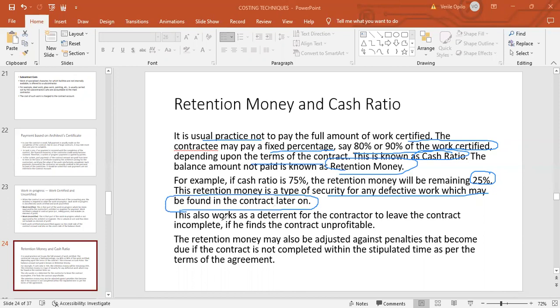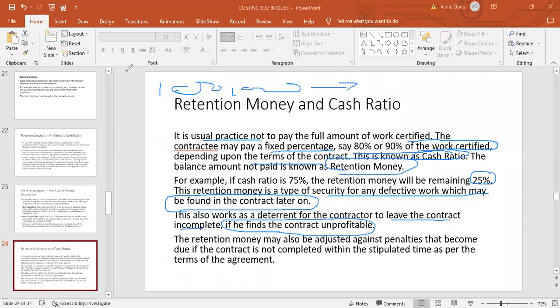This retention money is a type of security for any defective work that may be found in the contract later on. This also works as a deterrent for the contractor to leave the contract incomplete if he finds the contract unprofitable. If someone is owing you, you'll always go back, fulfill that part of the contract, and then you are paid your amount. But if someone is paid the entire 100,000 for the work certified, and later on they do their cash account and realize, hey, this contract actually is not profitable.